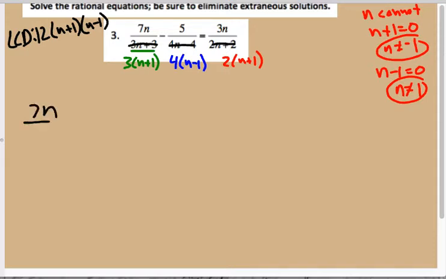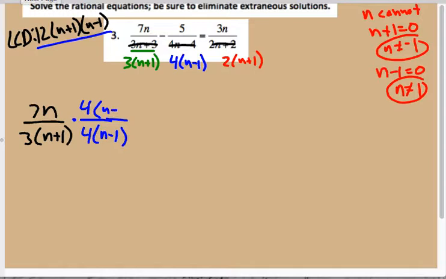So I got 7n over 3 times n plus 1. Okay. I want my least common denominator to be this, 12 times n plus 1, n minus 1. I have a 3. I'm going to have to multiply that by 4 first of all, and an n minus 1. Okay, next one, minus 5 all over 4 times n minus 1. I got to multiply by a 3. 3 times 4 is 12, and an n plus 1.